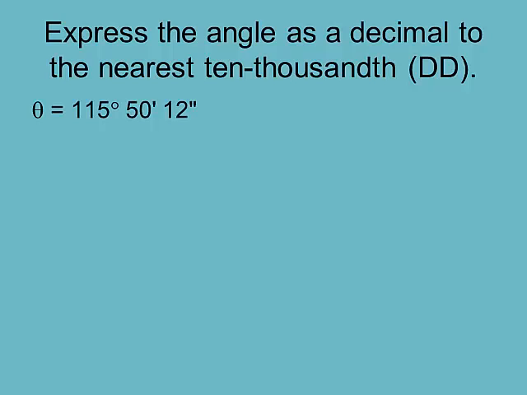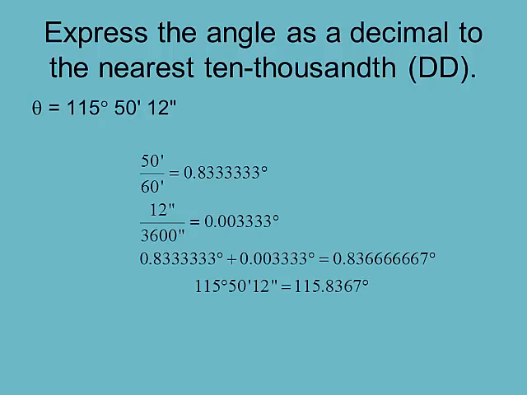Let's do another one. Let's change 115 degrees, 50 minutes, 12 seconds to degrees decimal. So we know it's going to be 115 point something. We have to turn the 50 minutes, 12 seconds into decimal. So we're going to take the 50 divided by 60, the 12 divided by 3600, add them up. And here's everything. 50 divided by 60 gets you that 0.83333.